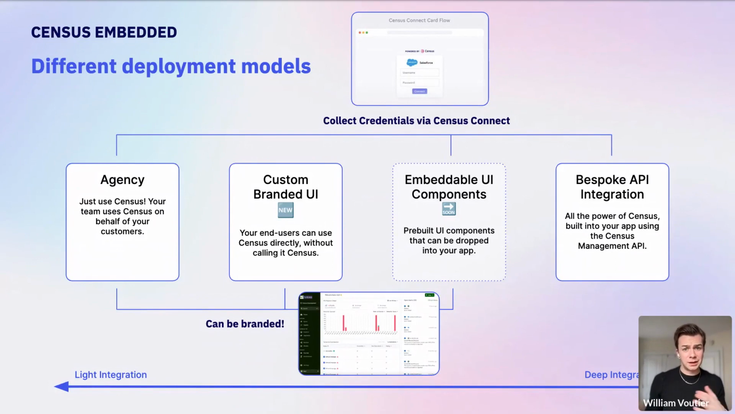And in the middle, we have this custom branded UI that I talked about, right? So basically a white labeled Census. And we're developing the embeddable UI components that make it really easy to build reverse ETL into people's products. And across the top there, you can see that Census Connect authorization flow is available for everybody and is used by most Census Embedded customers. That's definitely the constant. All right, I'll pass it off to Aaron to see what this actually looks like in practice.